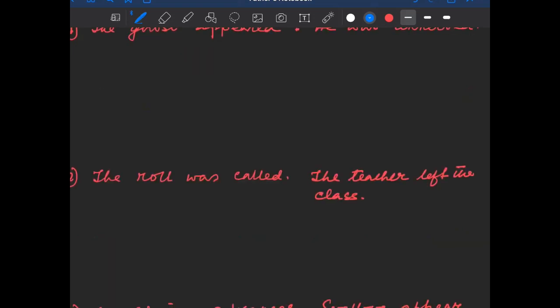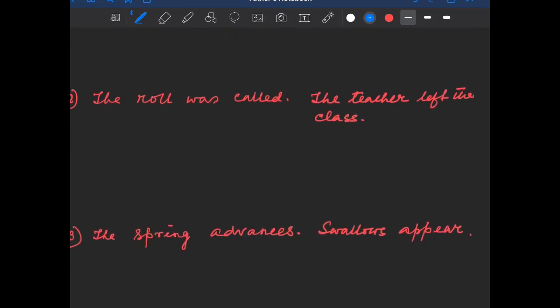The roll was called. The teacher left the class. Copy them in your exercise book.